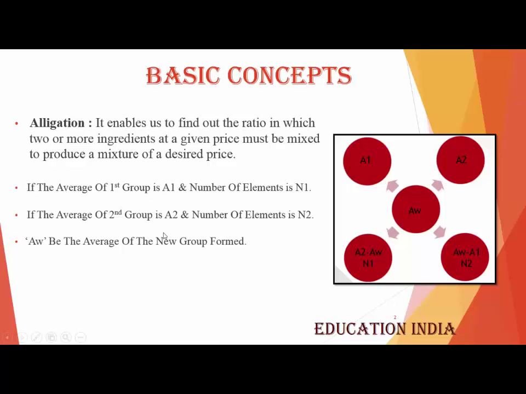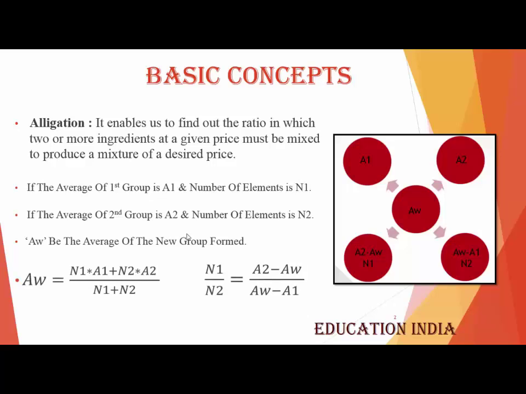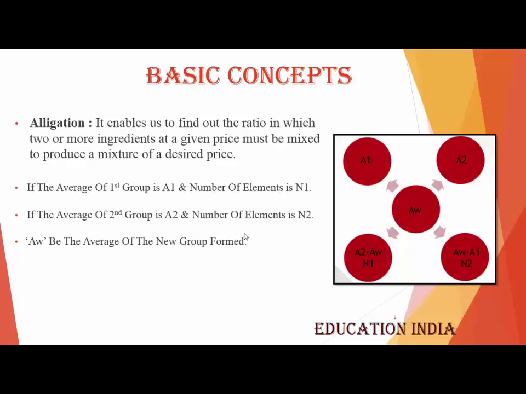The next term is AW, that's what we call the weighted average. It is the average of the new group formed. Now we have 5 parameters in our hand. The average of the first group A1 having the number of elements N1, the average of the second group A2 having the number of elements N2, and AW, the average of the new group formed.